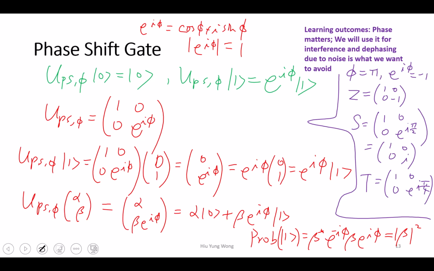Okay? You see this square root, because the square root of e to the power something is just e to the power something divided by 2, right? That is the T gate. Of course, plugging in pi divided by 4, this is 1 over square root 2 plus i times 1 over square root 2, or 1 over square root 2 times (1 plus i), right?